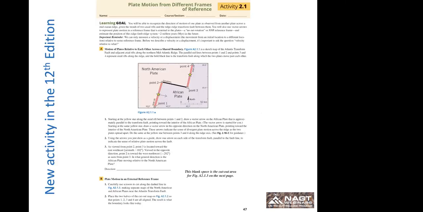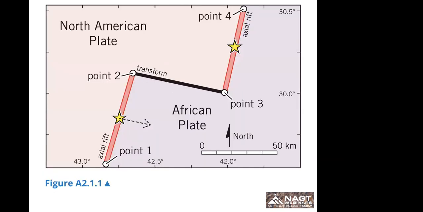One of our new activities replaces the previous first activity in the tectonics lab. The new activity introduces some of the different reference frames that we use to describe the motion of plates. We start with a simple map of 2 ridge segments and a transform fault between the North American and African plates, patterned after the Atlantis transform fault. While this looks very cartoonish, those 4 points are accurately located relative to the actual plate boundary.